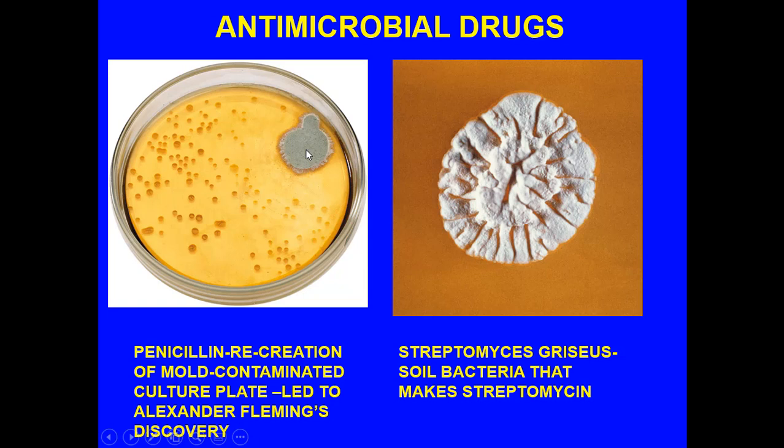On the left, you see a recreation of the mold-contaminated culture plate, and this led to Alexander Fleming's discovery. If you notice, there's a lot of little colonies here, but around the mold itself, no. And so there was diffusion of whatever products were being produced by the mold into the medium, basically killing the bacteria or inhibiting the bacterial growth. This is a colony of Streptomyces griseus, and it's basically a soil bacteria that makes streptomycin.